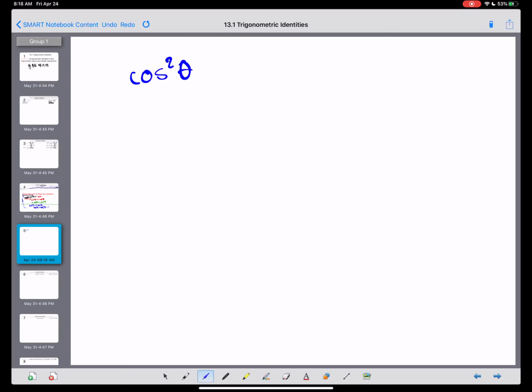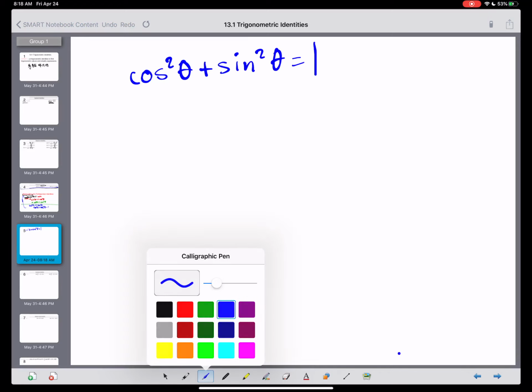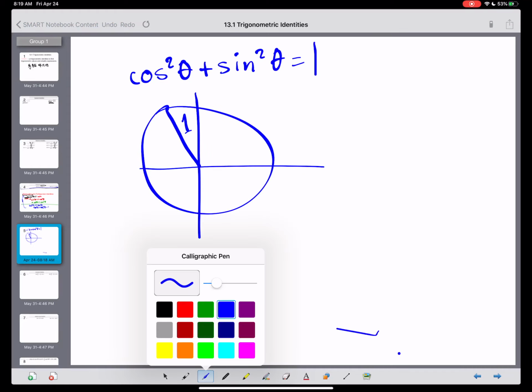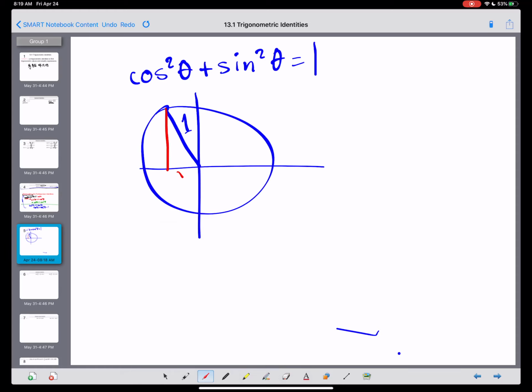Now, if I have cosine squared theta plus sine squared theta, I might as well just show you where this is coming from. If we look at our unit circle, the radius will always be 1, because that's the definition of a unit circle. If I drop this down, this is x and this is y. So in reality, I have x squared plus y squared is equal to 1, right? That's your Pythagorean theorem or Pythagorean identity. And once again, the radius is 1 because it's a unit circle. A unit circle is a circle with radius of 1. So using Pythagorean, I get x squared plus y squared is equal to 1.